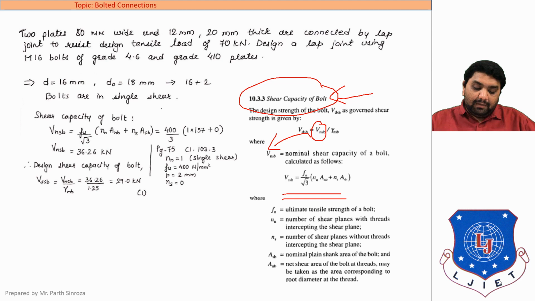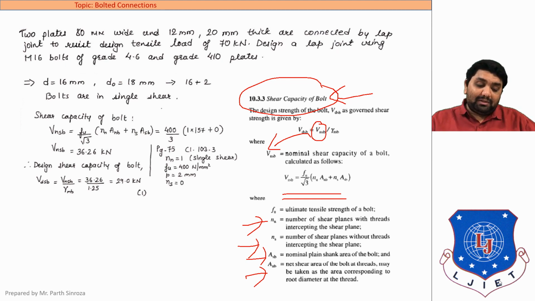Clear? Now looking upon these factors, that is NN. NN is the number of shear planes with threads. NS is the number of shear planes without threads, or the number of shear planes in the shank. We will be dealing with two technical terms, thread and shank, pertaining to our ordinary bolts. ASB will be the area of bolt in shank, and ANB will be the net area of bolt in thread.